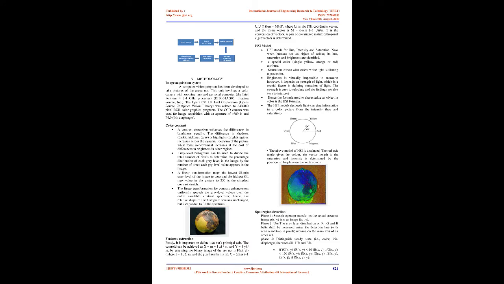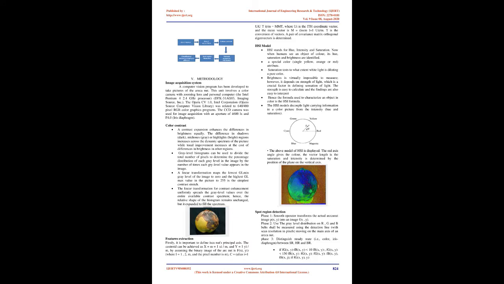A linear transformation maps the lowest gray level of the image, GLmin, to 0 and the highest value, GLmax, in the picture to 255. This is the simplest contrast stretch. The linear transformation for contrast enhancement uniformly spreads the gray level values over the entire available contrast spectrum, hence the relative shape of the histogram remains unchanged, but it is expanded to fill the spectrum.